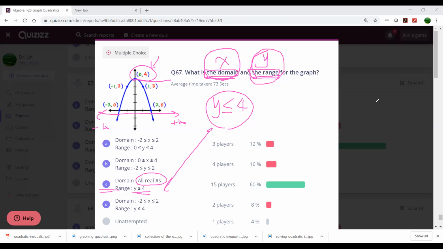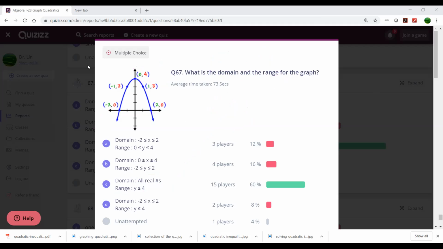Okay, so x means the domain, what x can possibly be. Y will be the group of values that we call the range. That's an important concept here. Okay, let's go to the next one. Any questions?